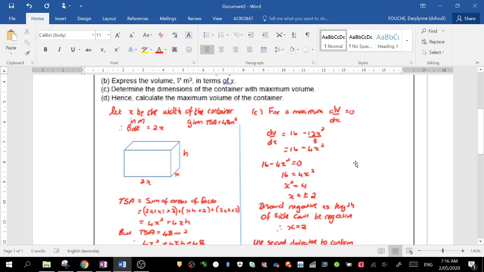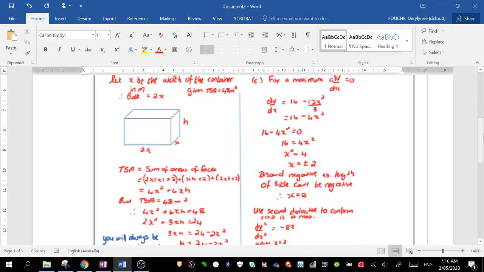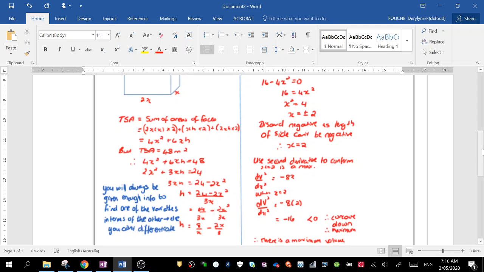Take the derivative and put it equal to 0. Remember, a maximum or a minimum occurs where my derivative is equal to 0, because that's where my turning points are. And I find my values, and I get x equal to positive or negative 2. Now we know the length of a side cannot be negative 2, so I discard the negative, and therefore my value for x must be 2.